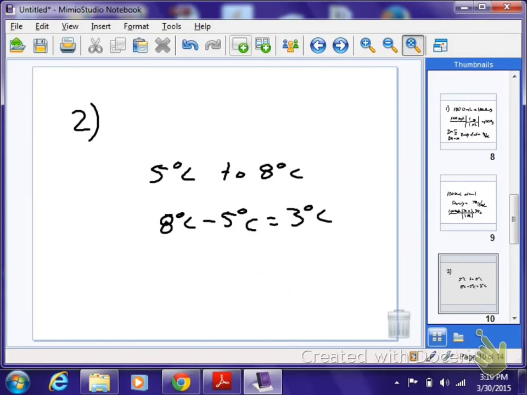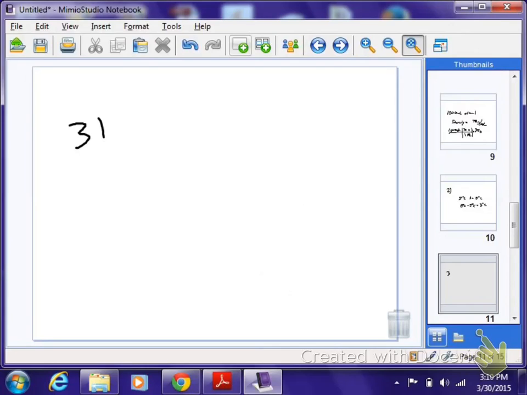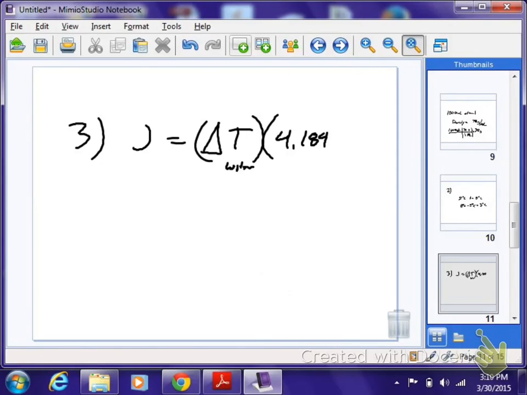Alright, the next one you've already done, and it's the heat transfer. So what you're doing on 3 is you're going to use this equation here. Joules is equal to change in temperature of the water, and then it's going to be the 4.184, and then that's a specific heat. And then it's going to be mass of water, which we figured in number 1. So go ahead and calculate your joules.